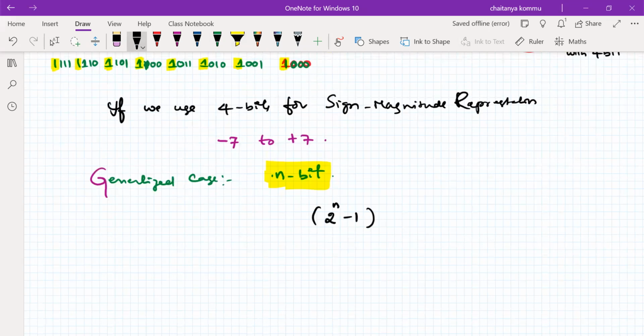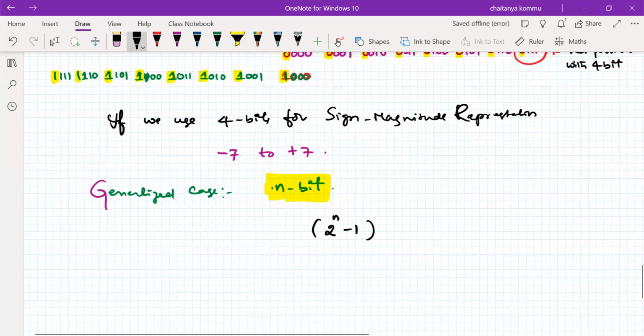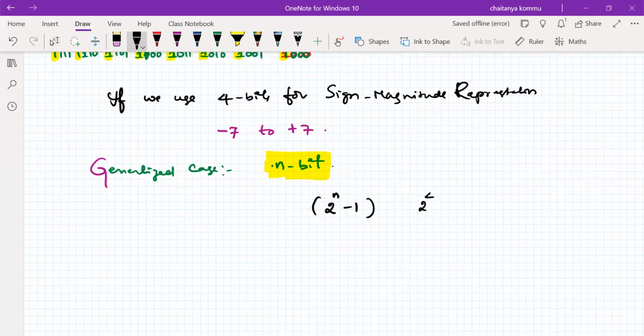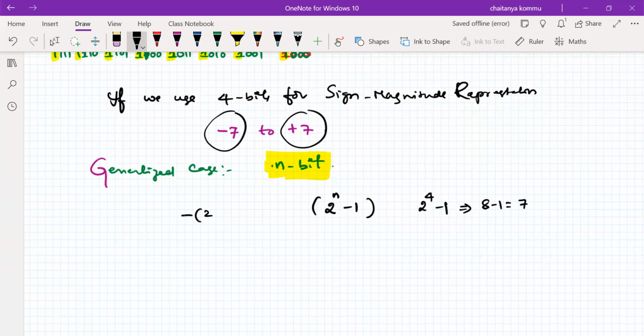Is it clear? 2 power n, and 4 bits. Yes, sir. It's correct, sir. 4 minus 1, that is equal to 8 minus 1, that is 7, can be represented. Okay, the right hand side I have defined. Whatever minus 7, same only, minus of 2 power n minus 1. Therefore, the range is minus 7 to 7.